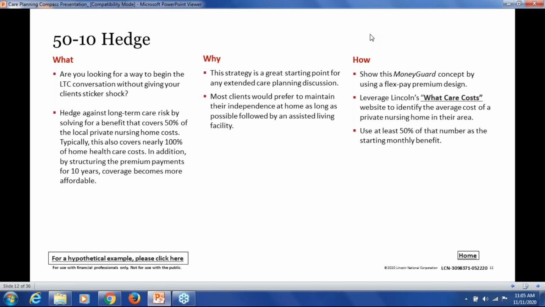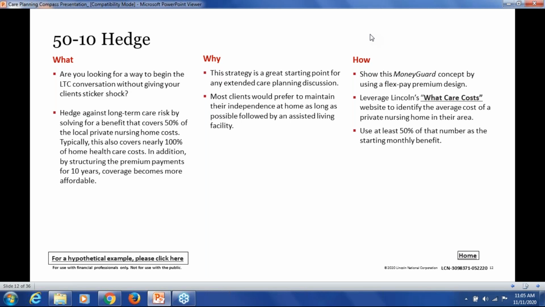With this idea, instead of planning to cover the entire cost of care, we're going to plan to cover 50% of the client's nursing home expenses and assume that they're going to pay the other half of that out of pocket. Now, it just so happens that roughly 50% of nursing home expenses are about the same cost as 100% of home health care costs anywhere in the country.